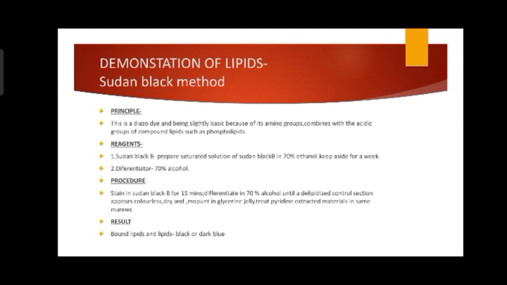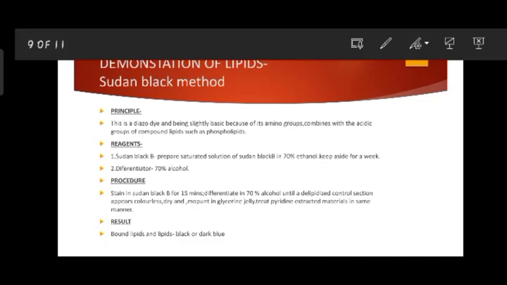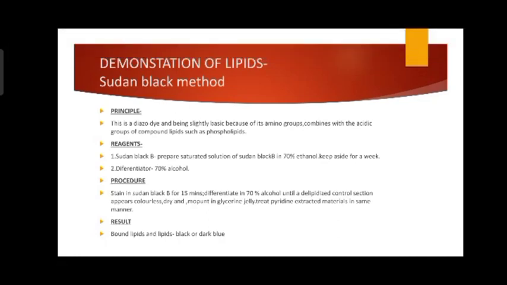Prepare a saturated solution of Sudan black B in 70% ethanol and keep aside for a week. And we also use 70% alcohol. See how this test takes place. Stain the sections in Sudan black B for 15 minutes. Differentiate in 70% alcohol until a delipidized control section appears colorless. Dry it and mount in glycerine jelly.